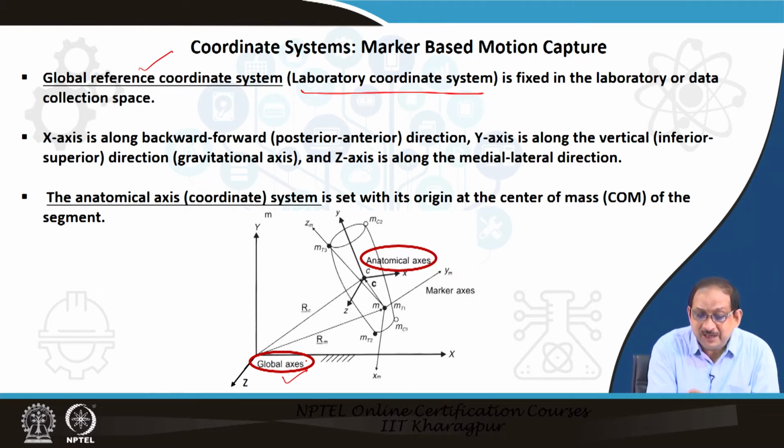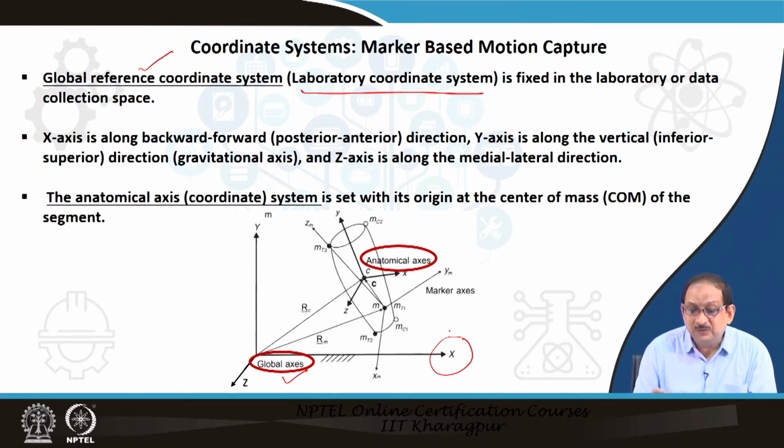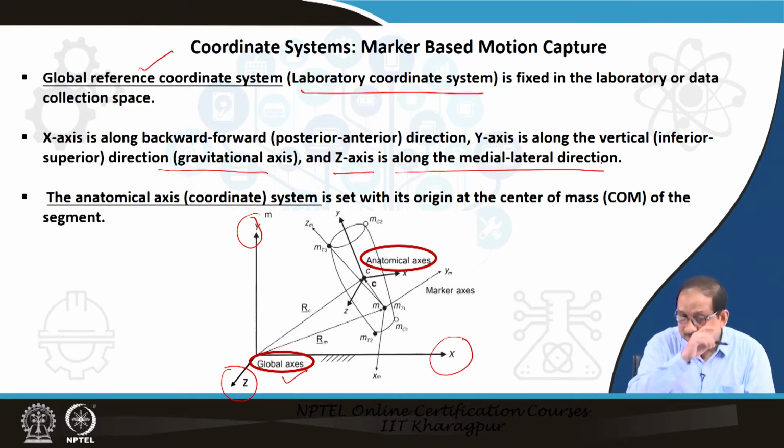So, the x-axis of the global coordinate system is along the backward forward direction or posterior anterior direction. The y-axis is located along the vertical direction, that is the inferior superior direction, along the gravitational axis, and the z-axis indicated here in the figure is along the medial lateral direction.